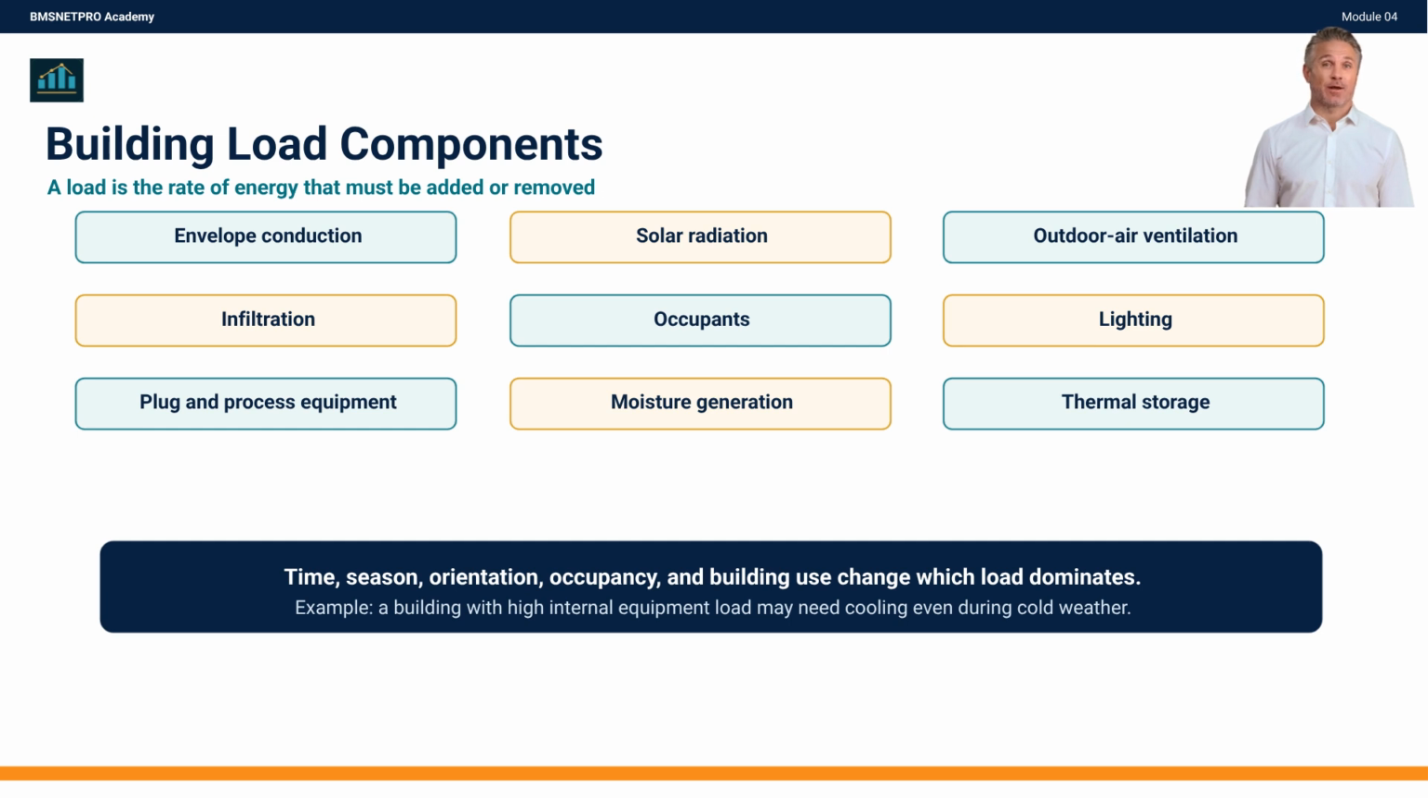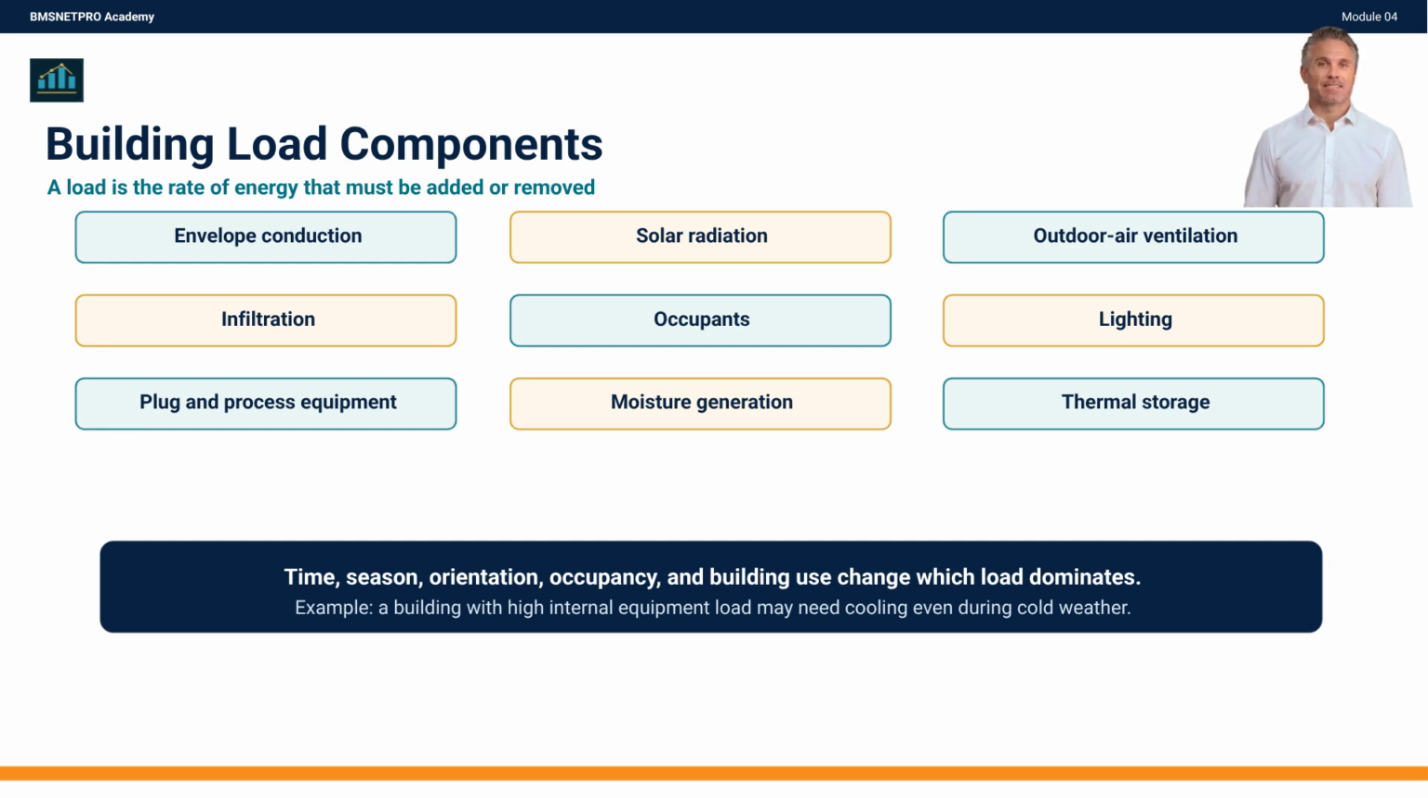A building load is the rate at which energy must be removed or added to maintain the target condition. That load is made from many pieces. The envelope conducts heat. Solar radiation enters through glass. Outdoor air brings sensible and latent load. Infiltration adds uncontrolled air. People, lights, plug loads, and equipment add heat. Moisture generation adds latent load. Thermal storage delays the response.